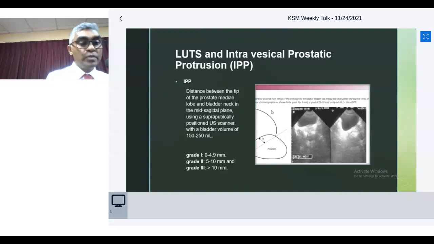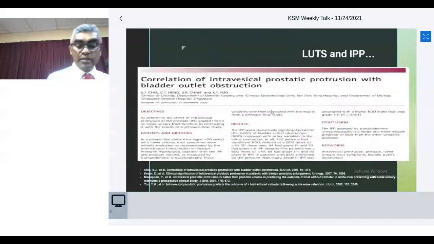This is the paper produced by Singapore. The main man behind this is Dr. K.T. Foo. He is considered the father of urology in Singapore.